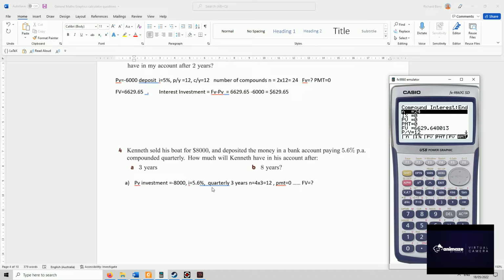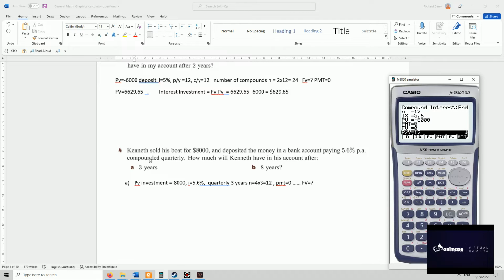Right, N was quarterly for 3 years, 3 times 4. I was 5.6. Present value, how much did I invest? Minus $8,000. There are no regular payments in this question, so 0. I'm looking for future value, so let's put a 0 for future value first up.